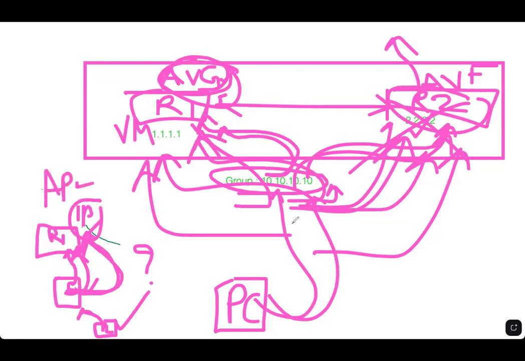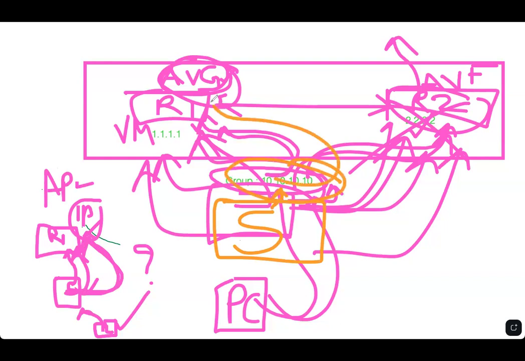That is called ARP. Here also there is a switch. The switch is pointing to the group IP, and the group IP will be pointing to either the R1 MAC address or the R2 MAC address. That will be decided by the AVG. The AVG will be continuously communicating with the group, and based on the resolution, it will point to the MAC address of router 1 or the MAC address of router 2.